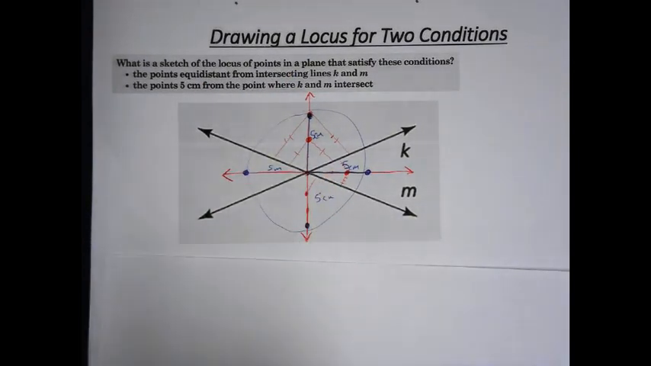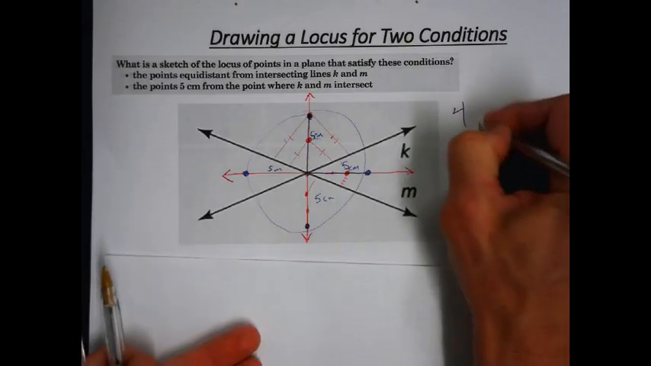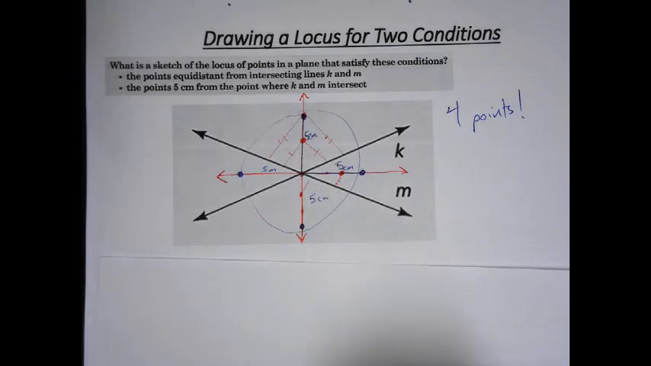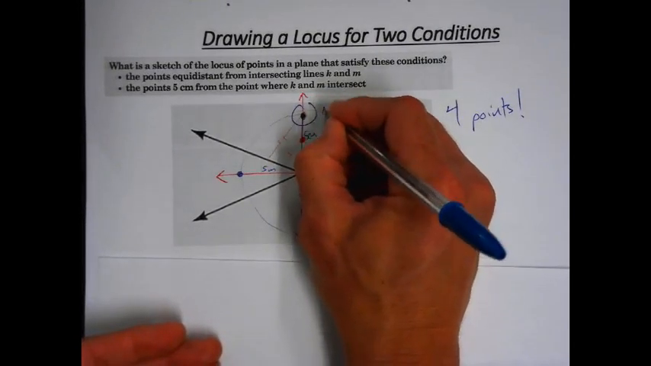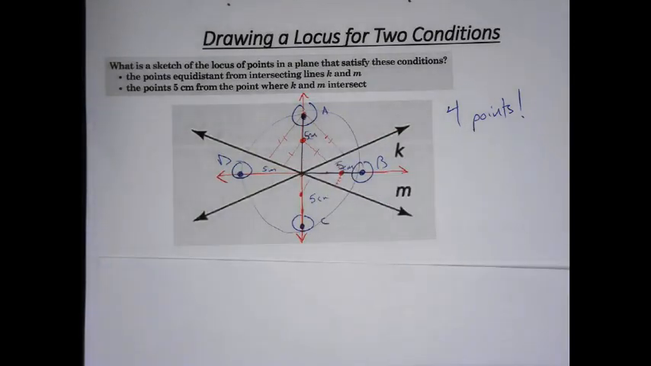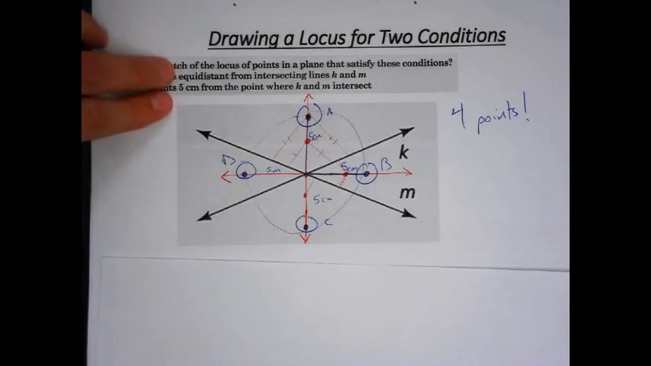So the locus, in fact, is only 4 points. So the locus is only 4 points. It's this point, we'll call that point A, and this point we'll call that point B, and this point we'll call that point C, and this point we'll call that point D. So only those 4 points is the locus of these two conditions.